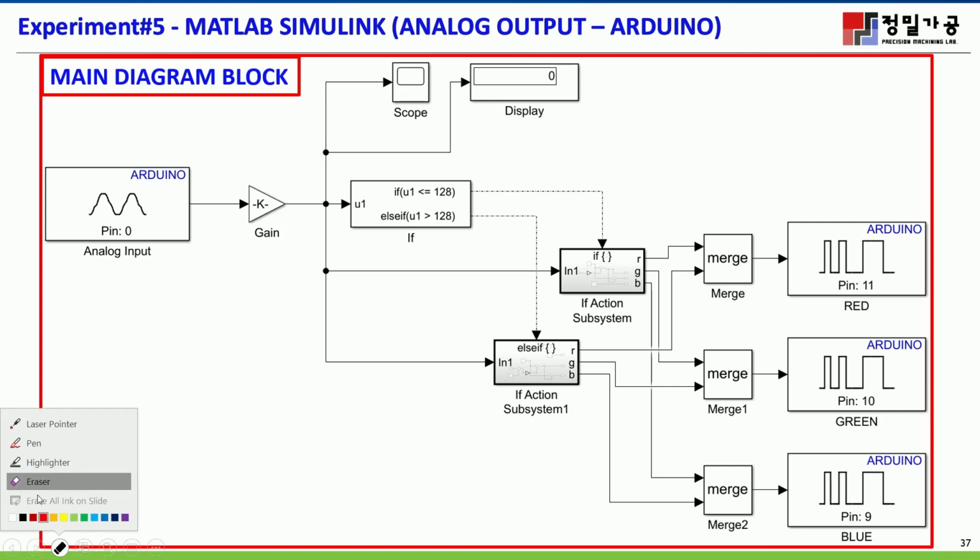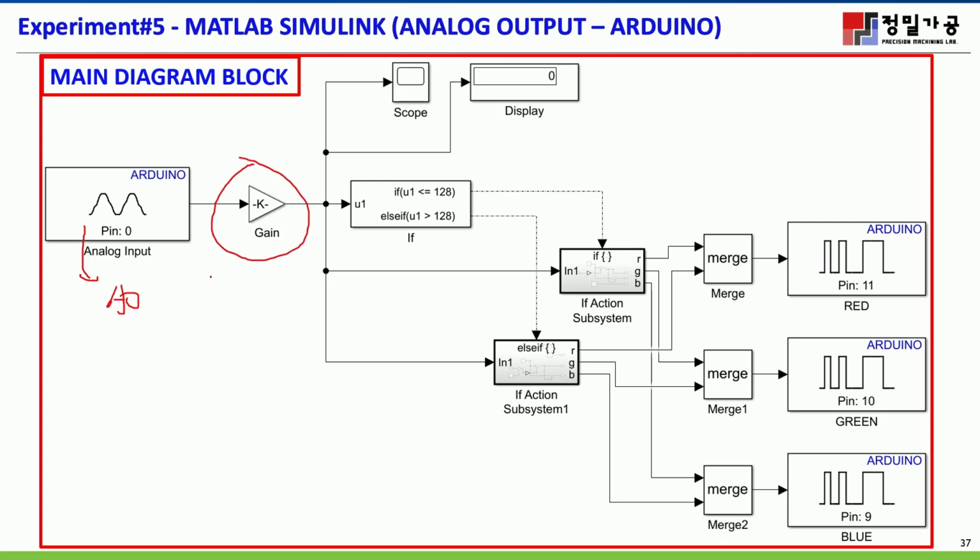Okay, now we have to set this one to 0. And this we need a gain. We need to convert to a decimal value. So we need this conversion. We just need an if and else if condition. In here, if less than 128, go to this subsystem, and if more than this, go to this action subsystem.